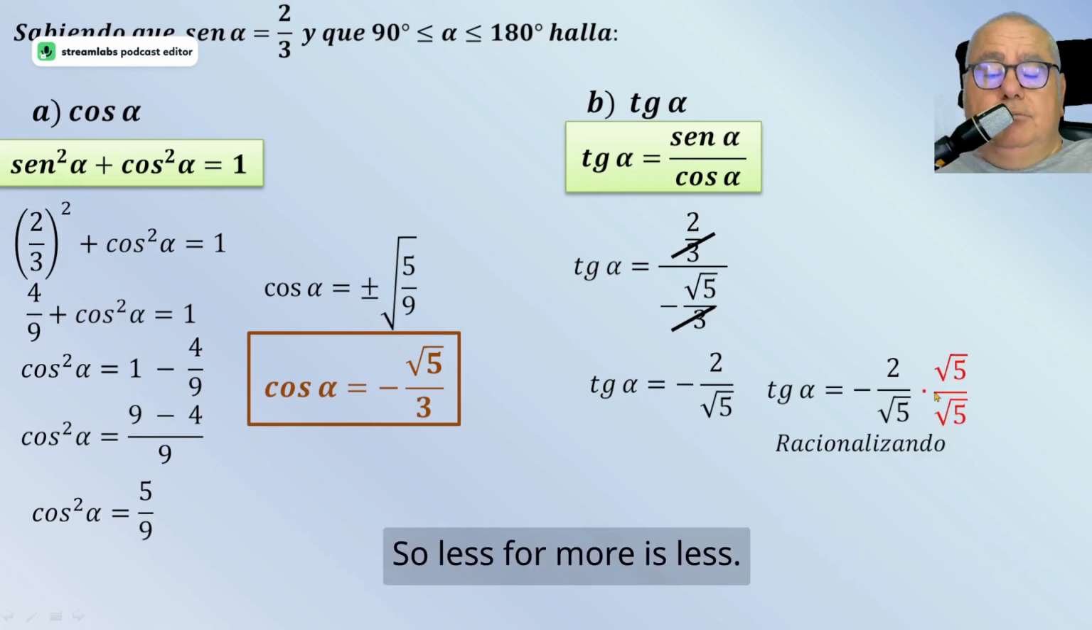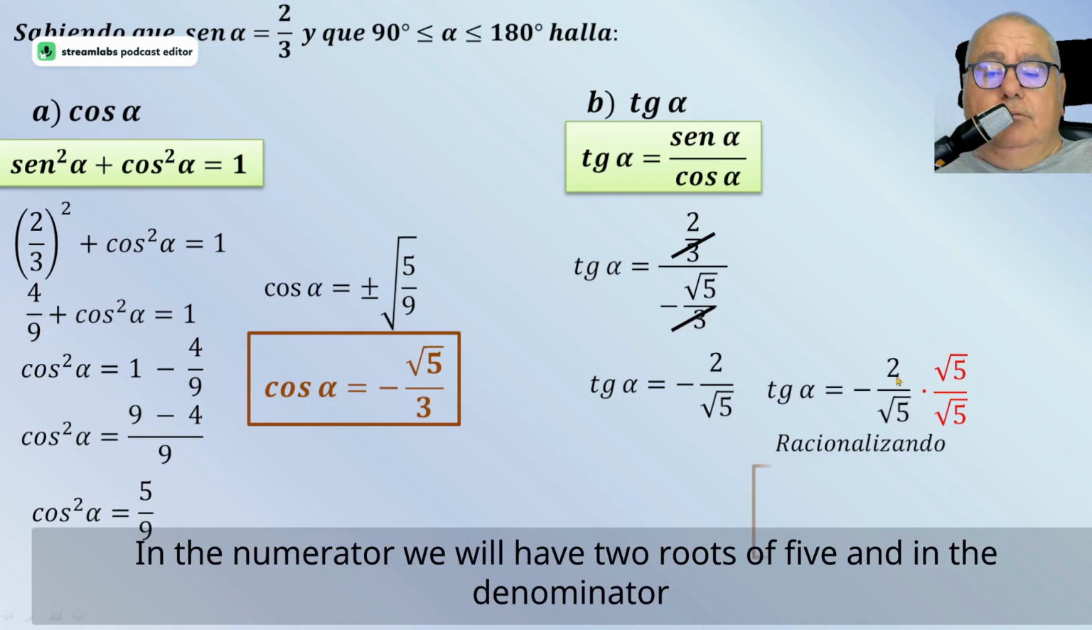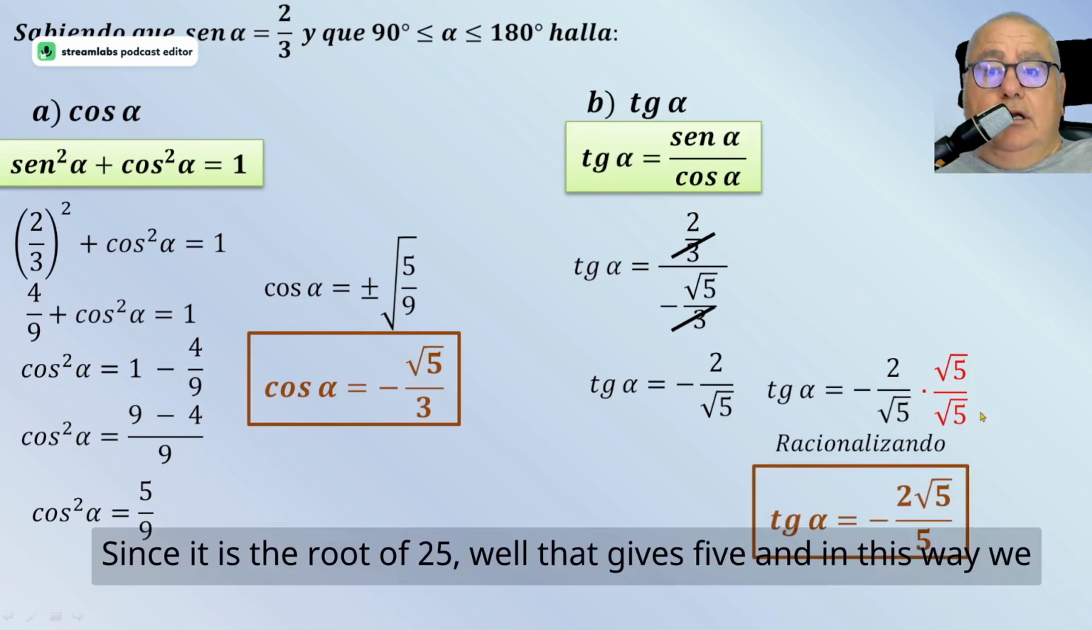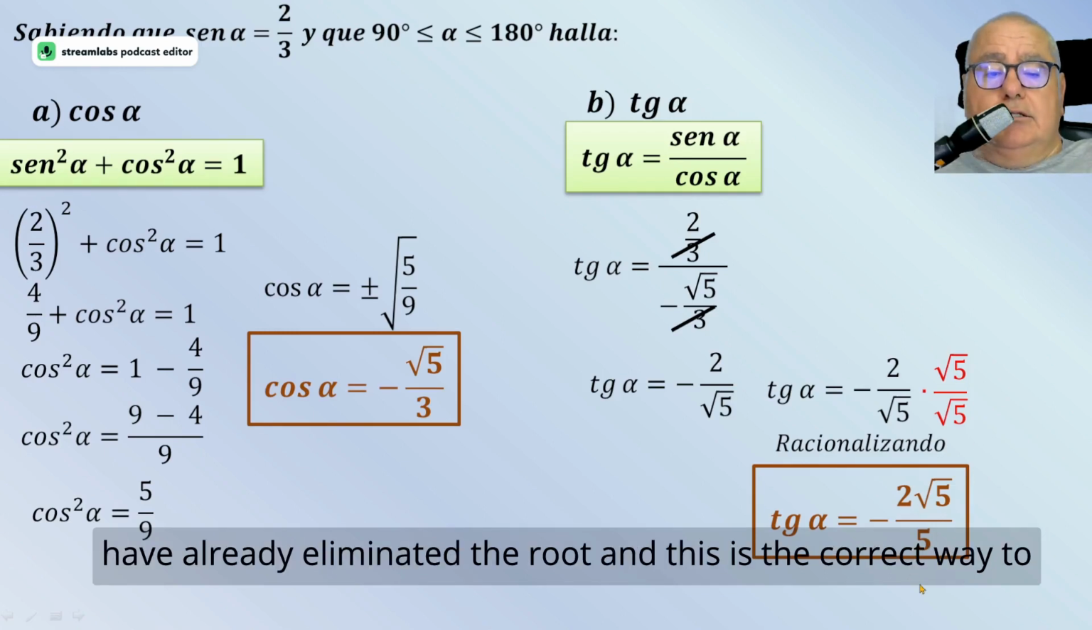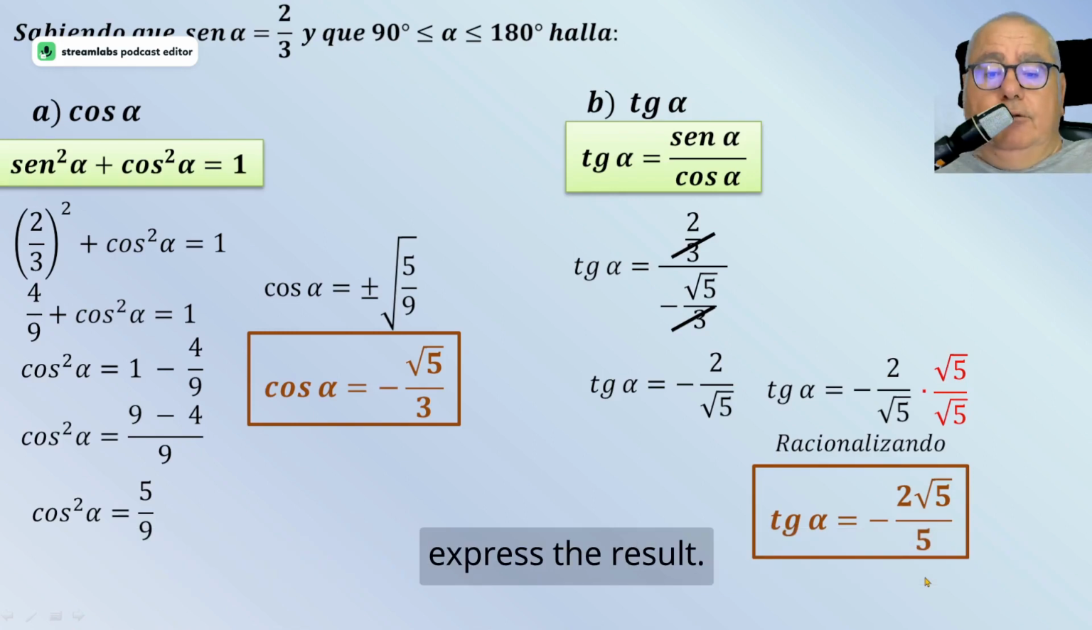So less for more is less. In the numerator we will have 2 roots of 5 and in the denominator root of 5 times root of 5. Since it is the root of 25, that gives 5, and in this way we have already eliminated the root and this is the correct way to express the result. I hope that it has been clear. Let's go to section C.